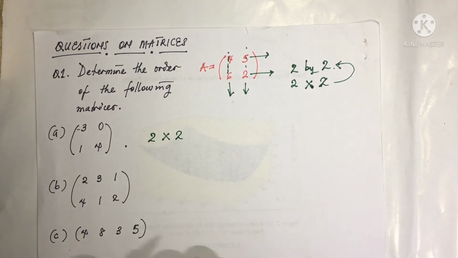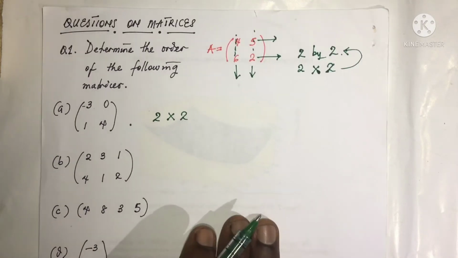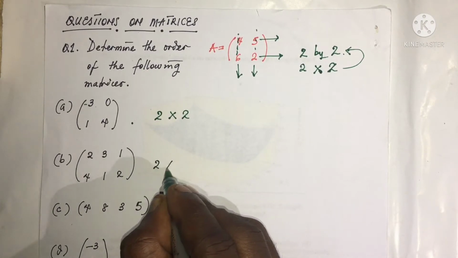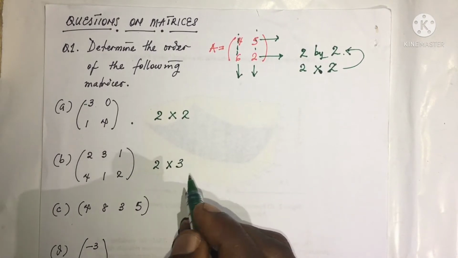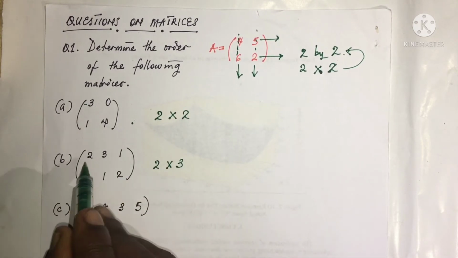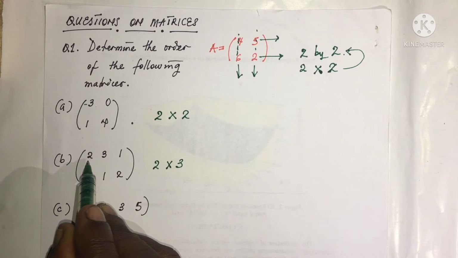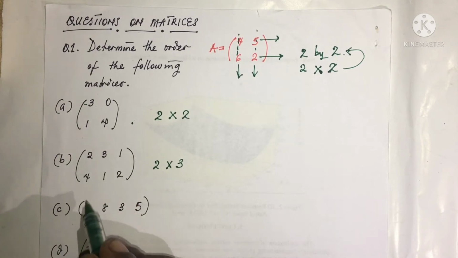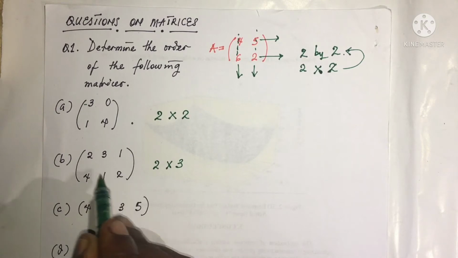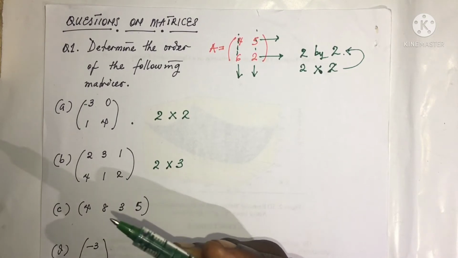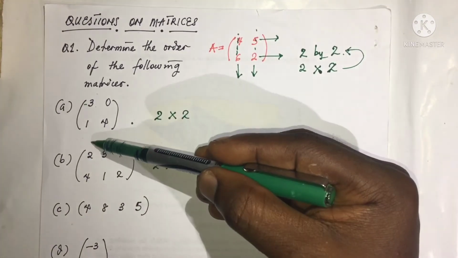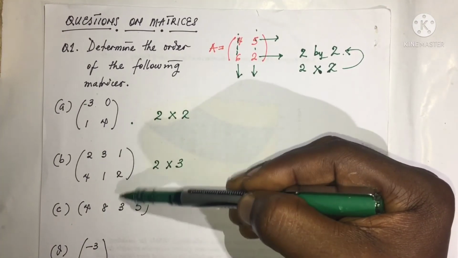Now let's move to the next problem. This matrix will be a matrix of order 2 by 3. Why is that so? It is simply because there are 2 rows here. In the first row you have elements 2, 3, and 1, and in the second row you have elements 4, 1, and 2. How many columns do we have in this particular matrix? We have 3 columns, 1, 2, and 3.